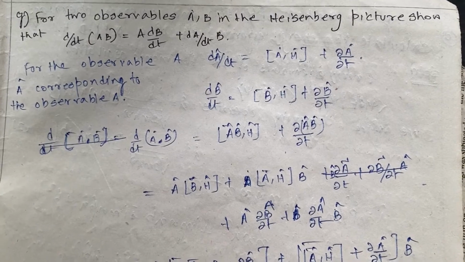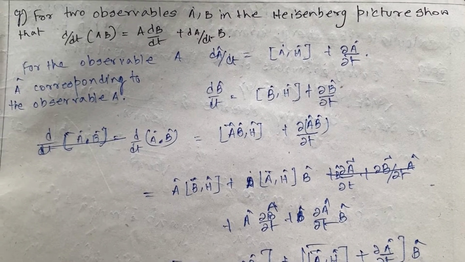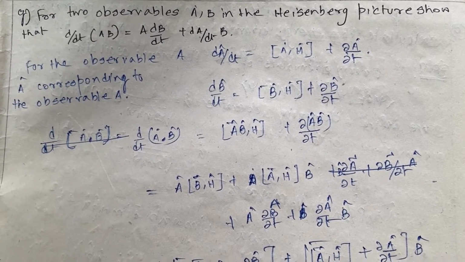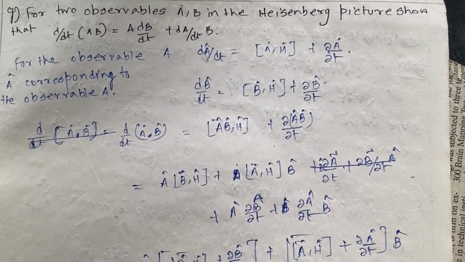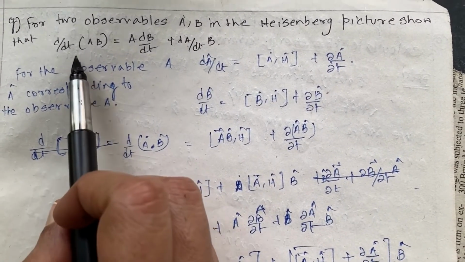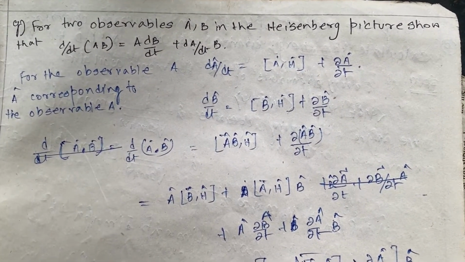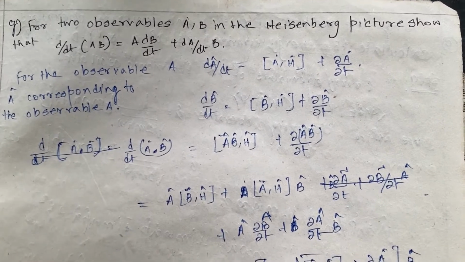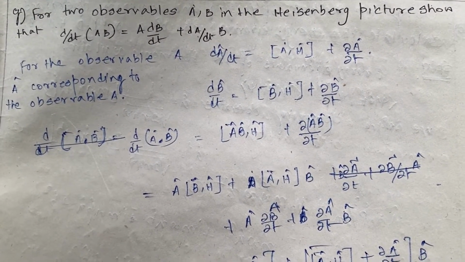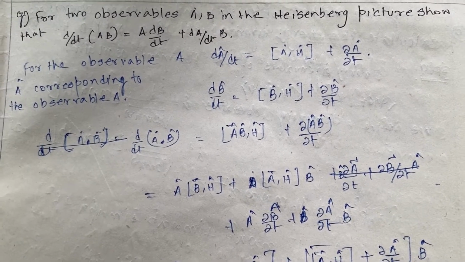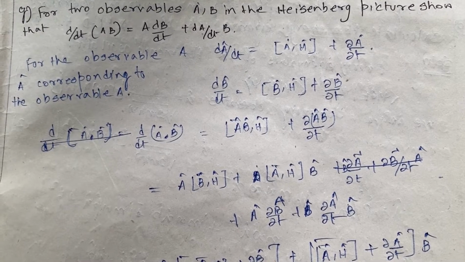Let's start with this problem. This is related to the Heisenberg equation of motion, what we have just learned. Now we have two observables A and B. We need to show that the time derivative of the product of the two observables A, B looks like this. Now as A, B are both observables, we can associate operators with these observables.